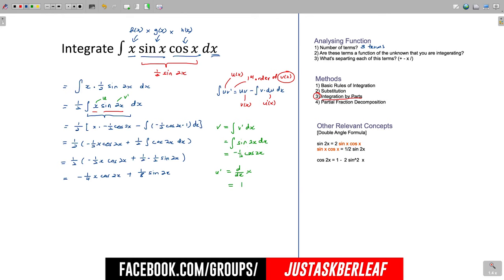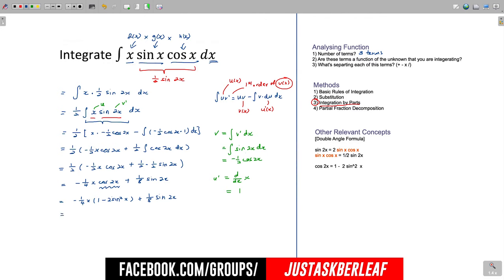To provide uniformity in our answers, we are able to further use the double angle formula cosine 2x equals to 1 minus 2 sine square x to break down our cosine 2x over here. So this would give us the following, negative 1/4 x multiplied by 1 minus 2 sine square x, followed by our 1 over 8 sine 2x. And from here, we can expand and rearrange the term to give us a half x sine square x minus 1 quarter x plus 1 8 sine 2x. And that should be it. Add in a plus c, as it is an indefinite integration.